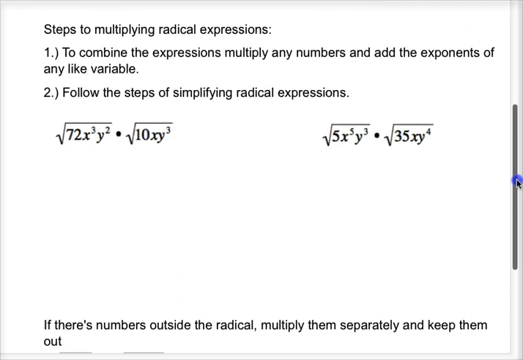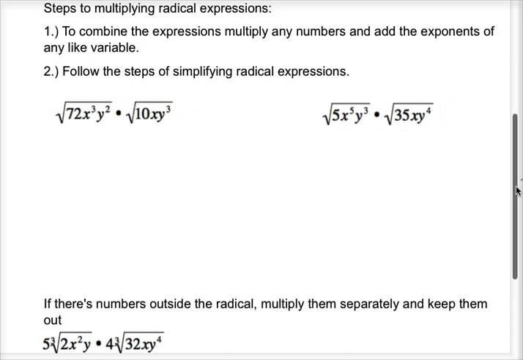So let's get down to the nitty-gritty of this. Let's actually talk about how do we combine these? How do we go through this process? Well, first step, to combine the expressions, multiply any numbers and add the exponents of any like variables. Remember, that's how we combine variables when we multiply. We end up adding them.